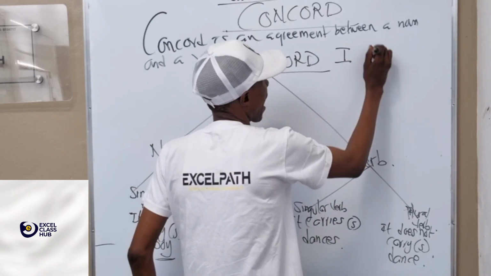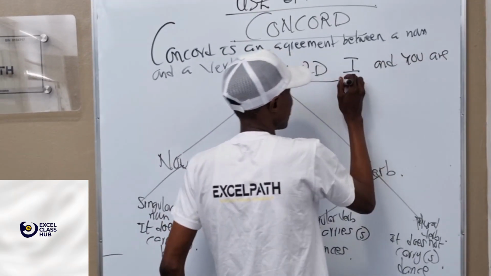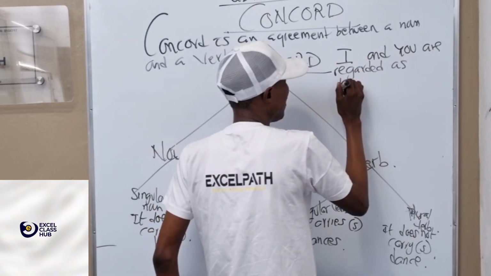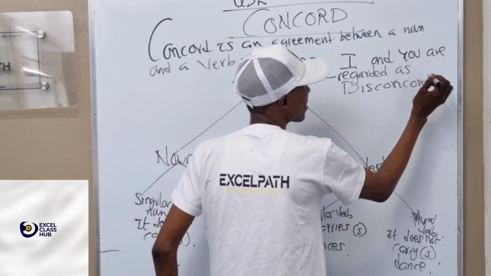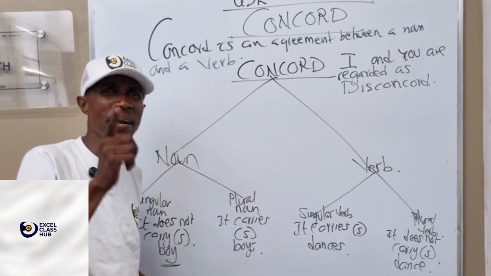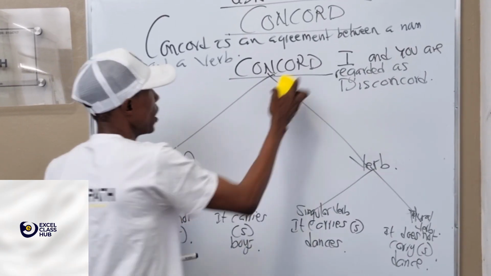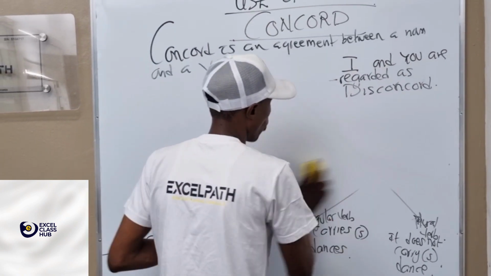Now, take note of this. Our I and you are regarded as disconcord. Please take note. Are regarded as what? Disconcord. What does that mean? They do not follow the principle of concord. I will expatiate more on that.